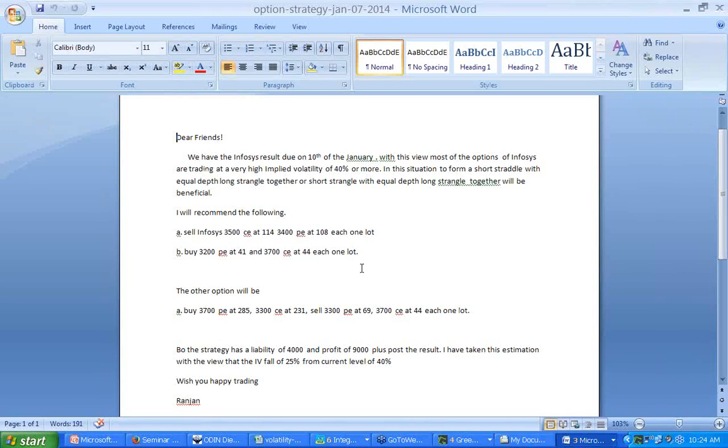You can take it for one day. Sell these 3,500 call and 3,400 put options, and buy these options at yesterday's price. Today also, if you want, you can make some changes and make something. So block for a day and see what result it gives.